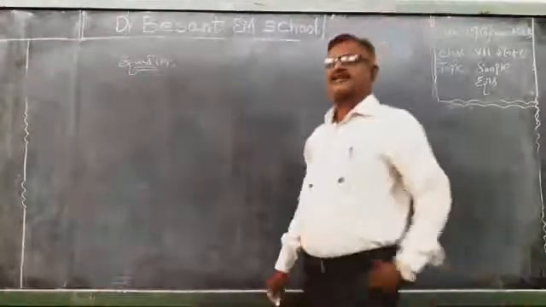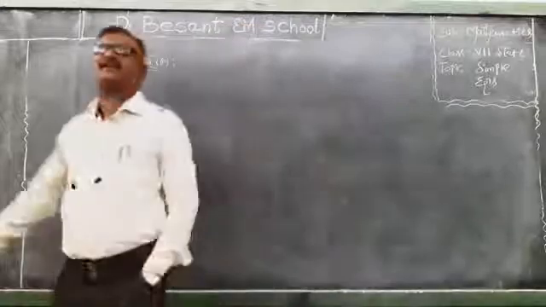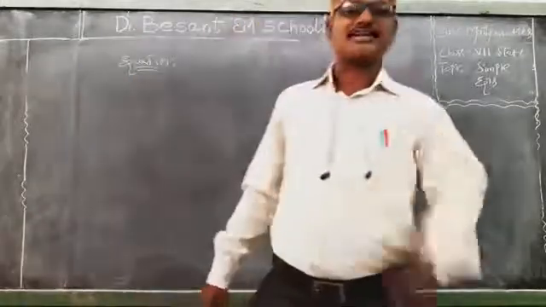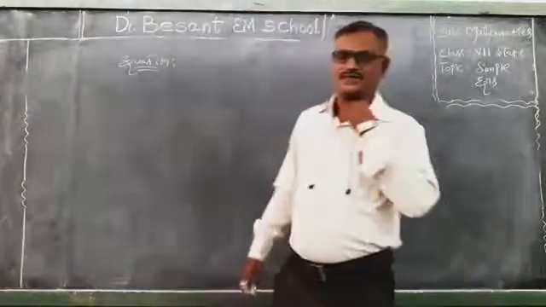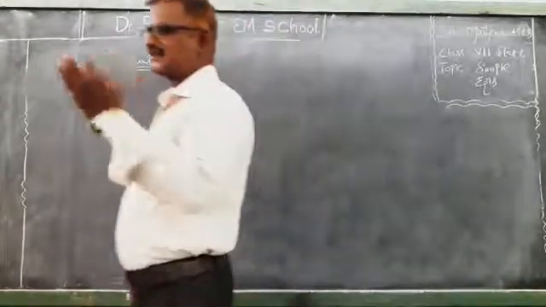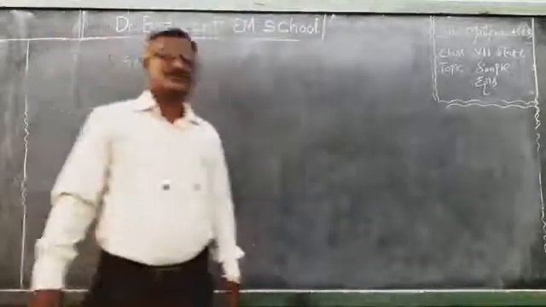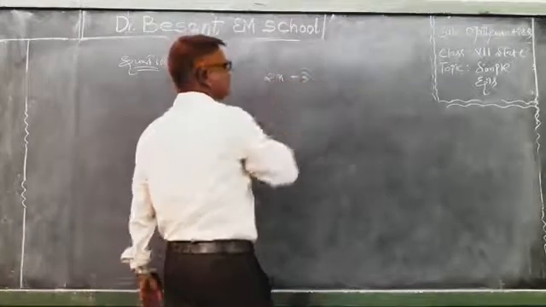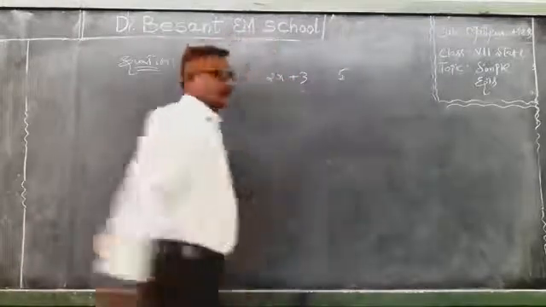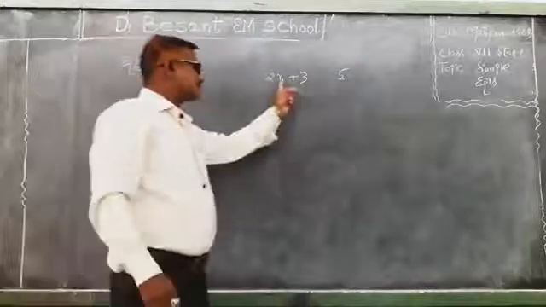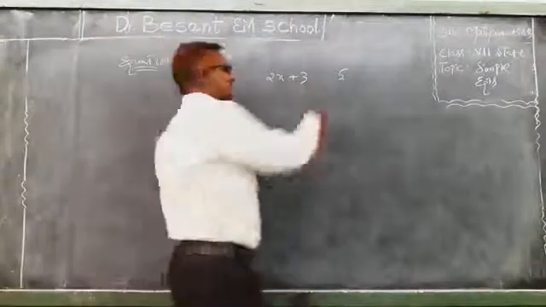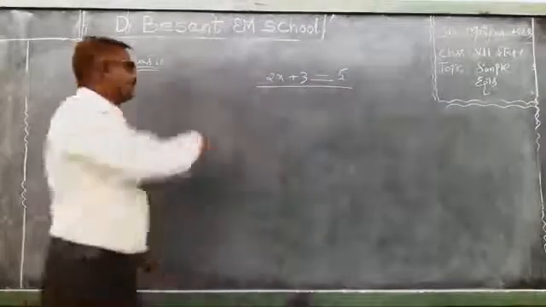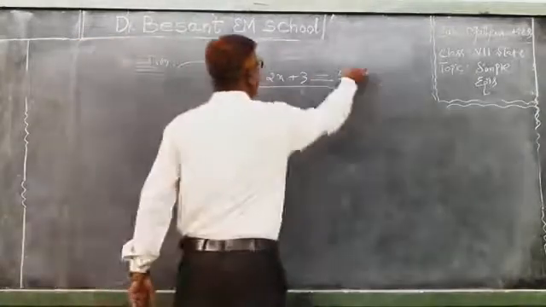Equation means if an algebraic expression contains the symbol equality, then it is called equation. Once observe, 2x plus 3 is an algebraic expression. 5 is a numerical expression. So when one algebraic expression and one numerical expression are connected with the symbol equality, 2x plus 3 equal to 5 is called an equation.